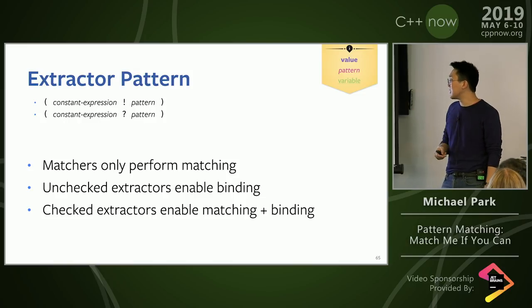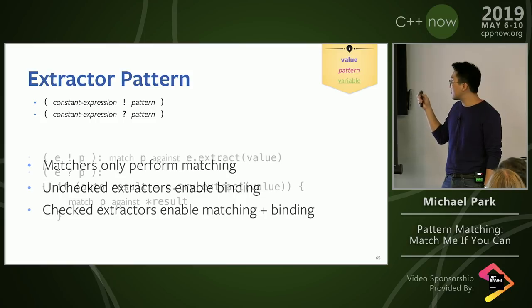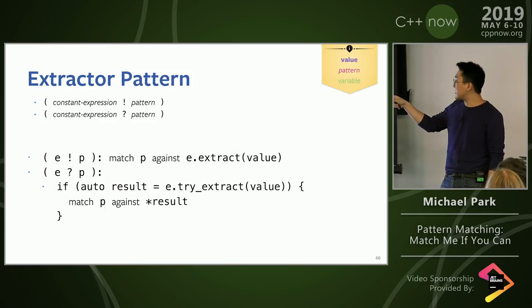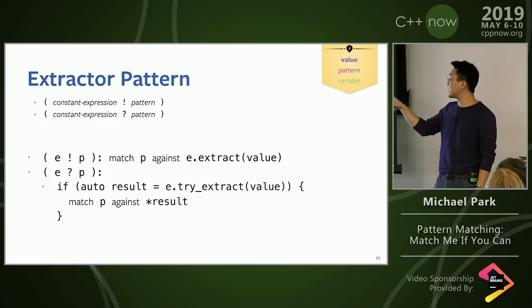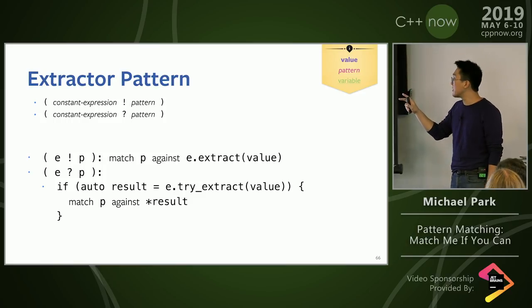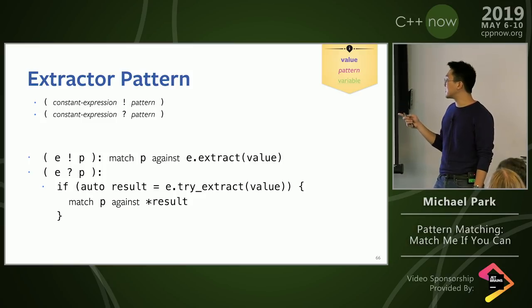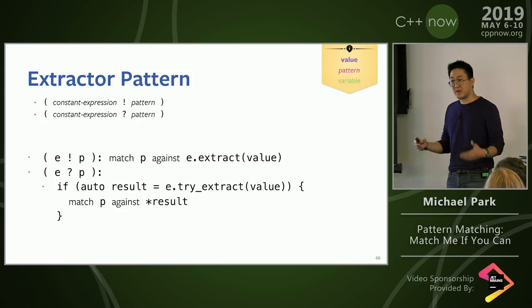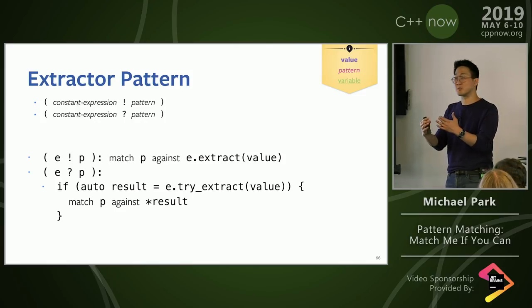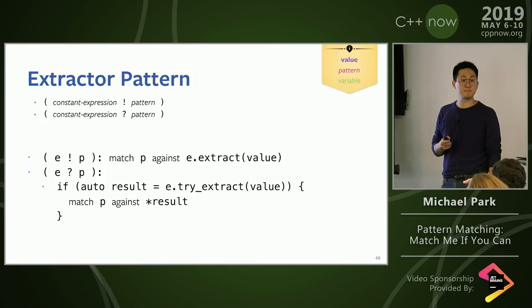So there are two variants. One is unchecked and the other one is checked. So the bang is unchecked and the question mark is checked. So let me move on. Let's say we have some extractor E. If you say E bang P, where P is a pattern, then you would match P against E dot extract value. Value is something that we're matching at the moment. E question mark P would say if auto result equals E dot try extract value, if that returns true, then dereference the result and match P against that.